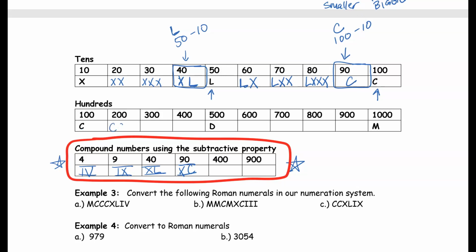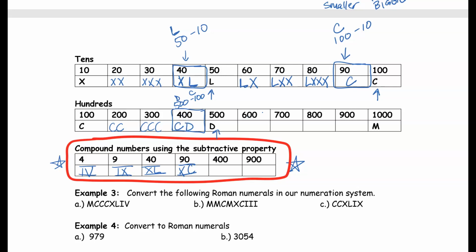So 200, 2 C's, 300, 100, 200, 300. 400 is directly below the next symbol, D. So I'm going to take 500 and subtract 100 to get 400. So 500 is D, symbol D. 100 is C. So I'm going to say C, D.